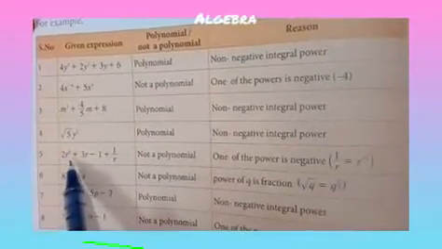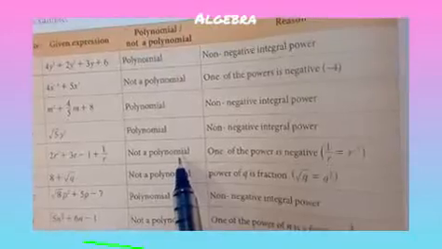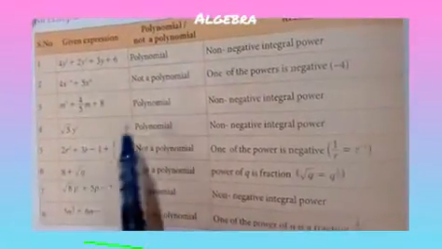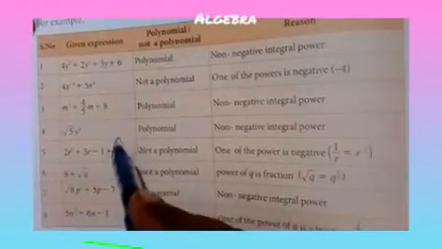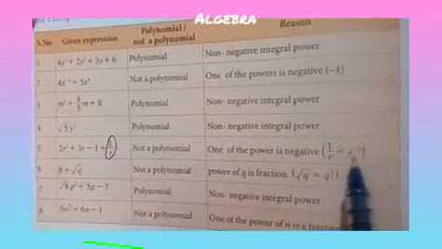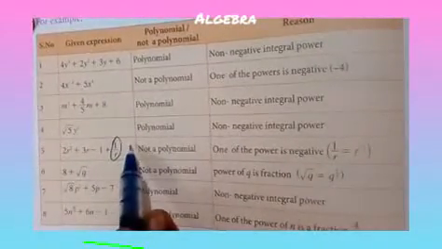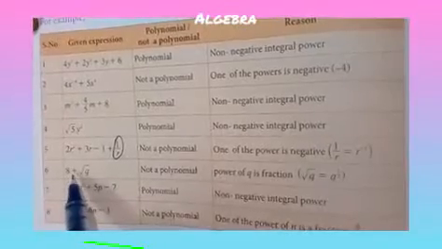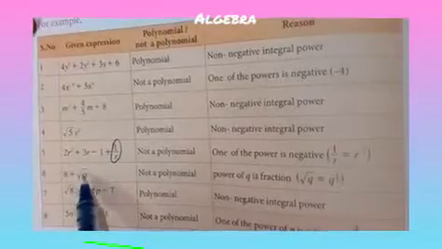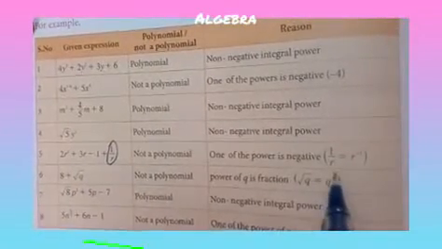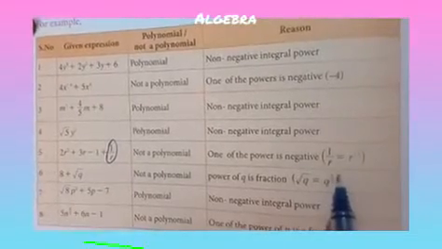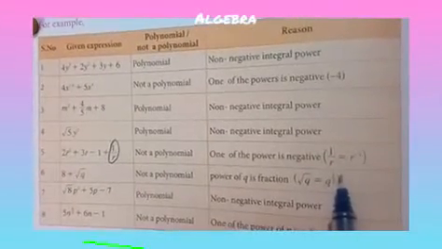Next, the fifth one is not a polynomial. Why? This is a positive power, and this also is a positive power, but here 1 by r is mentioned. 1 by r is written as r power minus 1, so it has a negative power. So it is not a polynomial. Next one, 8 plus square root of q. This also is not a polynomial, because the square root of q is written as q power 1 by 2. A fractional power is also not acceptable for a polynomial.